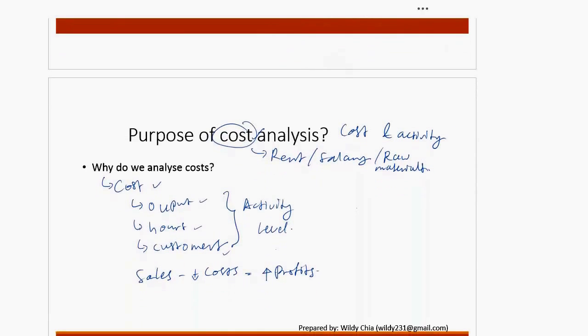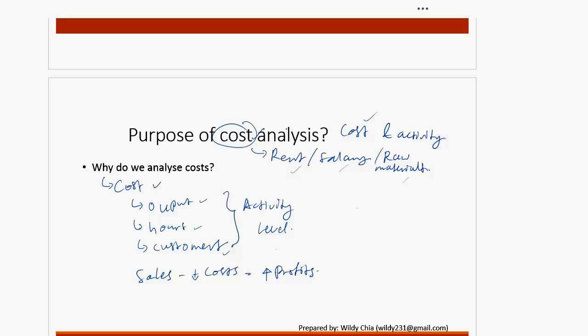What's the purpose of analyzing costs? Well, a few reasons. One is to assess the relationship between cost and activity. What's the relationship between the two? Especially, for example, rental and salary. And what else? Raw materials. How do these costs come about? What actually influences these costs to change or vary?